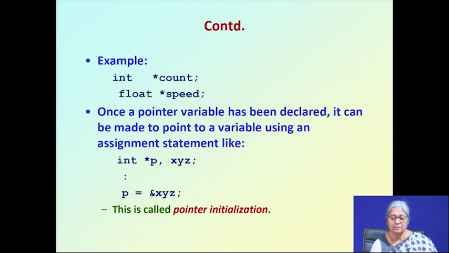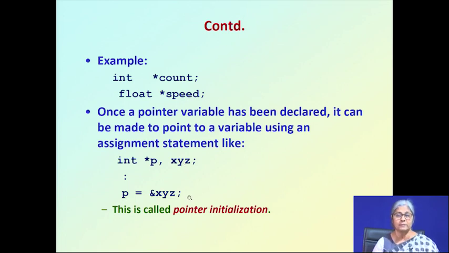We give an example: int star count, that means count is a pointer variable name. Float star speed, that means count will point to a variable of type integer, and speed will point to a variable of type float. Once a pointer variable has been declared, it can be made to point to a variable using an assignment. We already read that unless we give the assignment statement, the pointer will not point anywhere, there is no relation. So int star p, x, y, z: we have declared p as a pointer variable and x, y, z as integer variables.